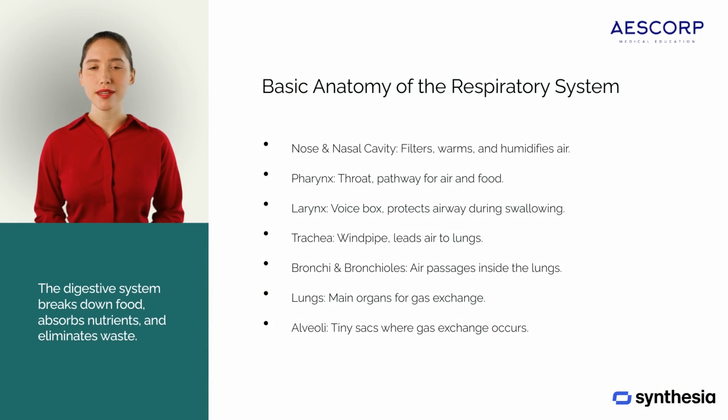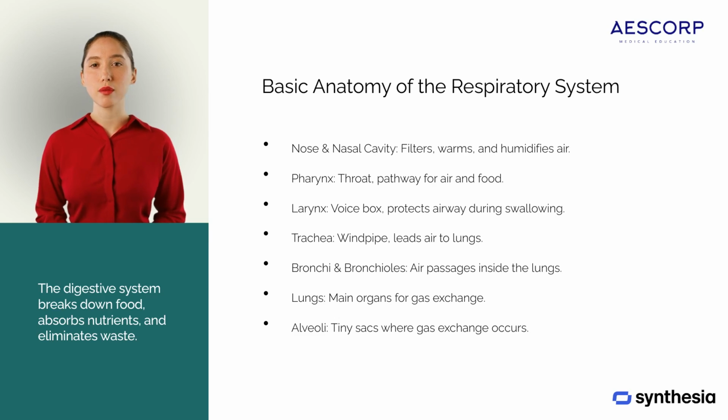Let's break down the anatomy of the respiratory system. The respiratory tract can be divided into upper and lower respiratory structures. Here's an overview of how the system works. Nose and nasal cavity. Air enters through the nostrils, where it's filtered, humidified, and warmed by the nasal passages.